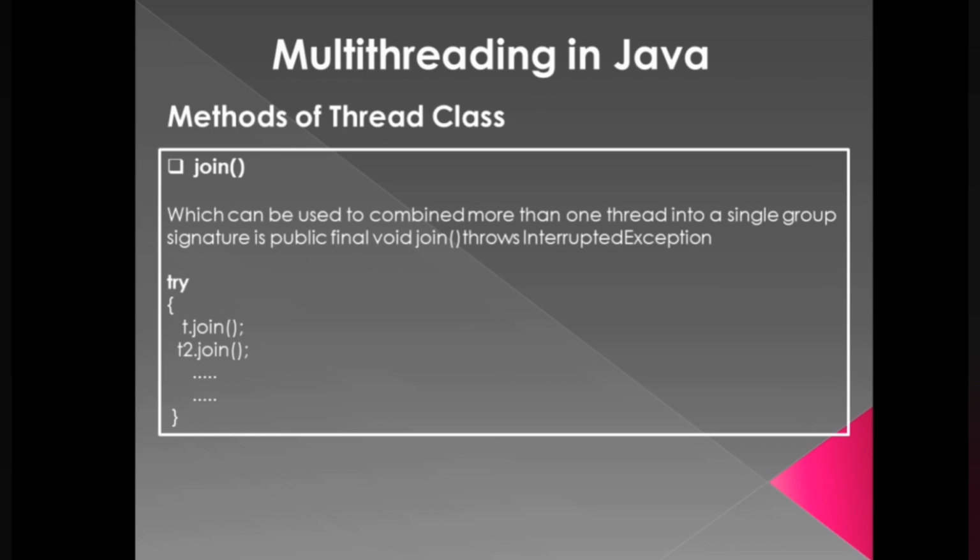Next one we have the join method, which can be used to combine more than one thread into a single group. Signature is public final void join() throws InterruptedException. Here is the example. Here we have try, t.join() and then t2.join(), and all of the statements, and the try block is closed.